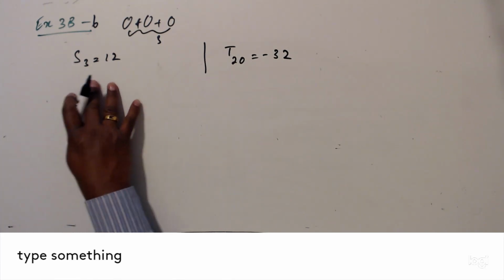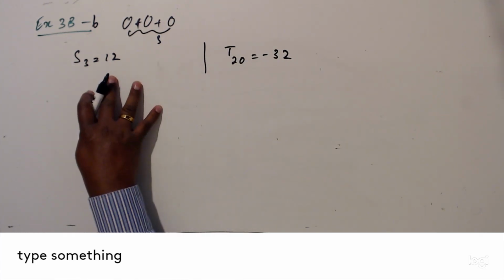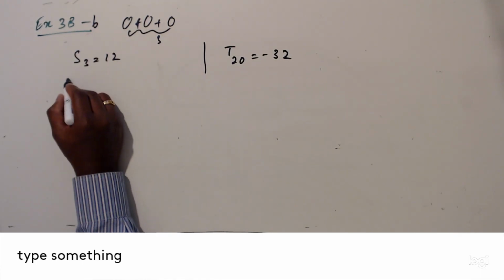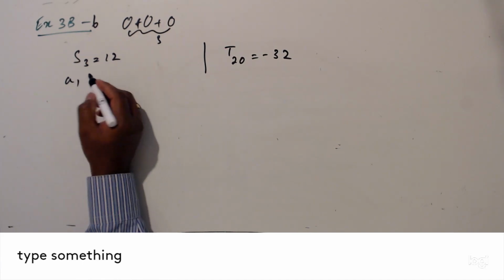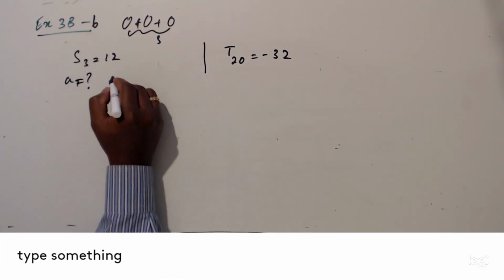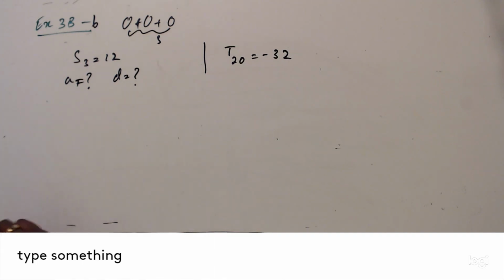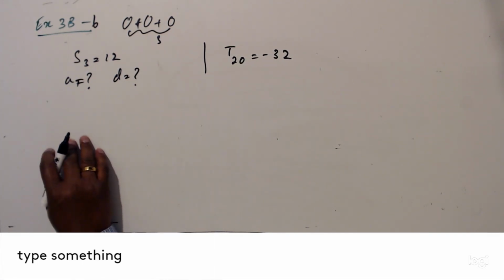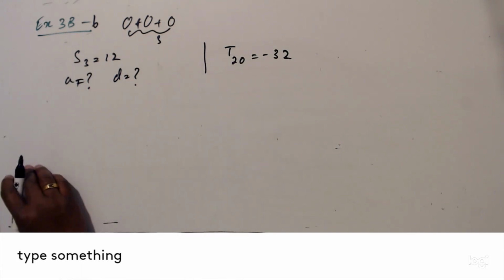So we have two data, so basically we have to build up two equations. Why? Because a we don't know and d we don't know. So two unknowns, then we need two equations to solve this. That's why they have given this.